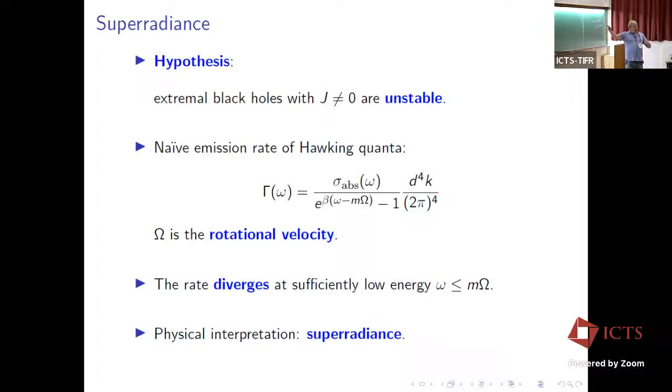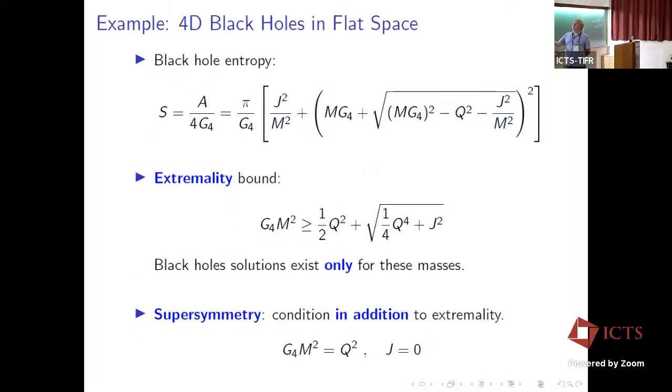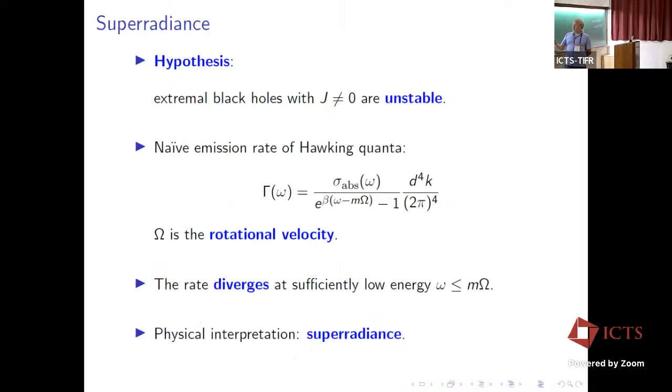So if you look at this example here, because this is my intro, what happens if these standard black holes, the asymptotically flat black holes in my textbook, are extremal? Are they unstable? Will they in fact fall apart? If so, to what? Well, that's the hypothesis. Extremal black holes with angular momentum being non-zero, they're unstable.